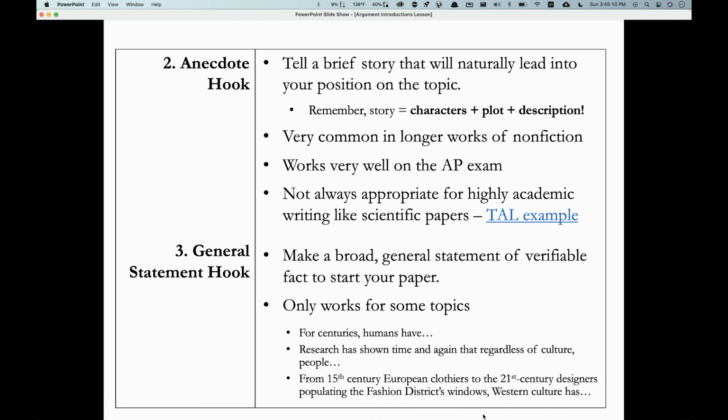From 15th century European clothiers to the 21st century designers populating the fashion district's windows, Western culture has done blank and blank with respect to design, right? That one's sort of sitting on that border between fact and claim of fact, but there's a way you could finish it there, I think, to make sure it's a fact and not a claim of fact. This is much more common in more academic writing, and some people just find this easier than bringing in a quote or telling a story.